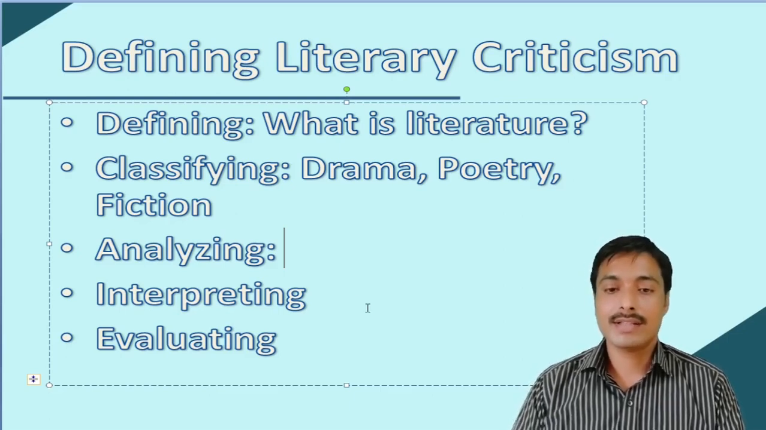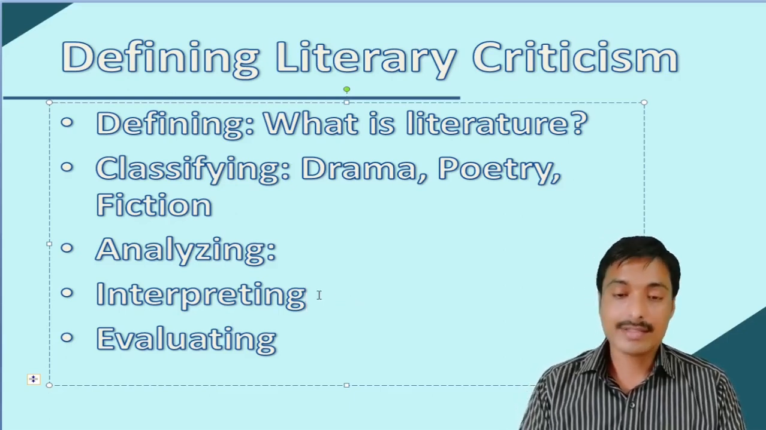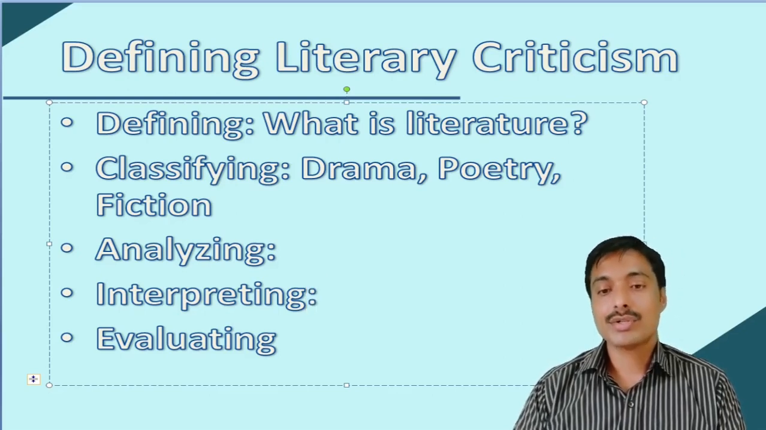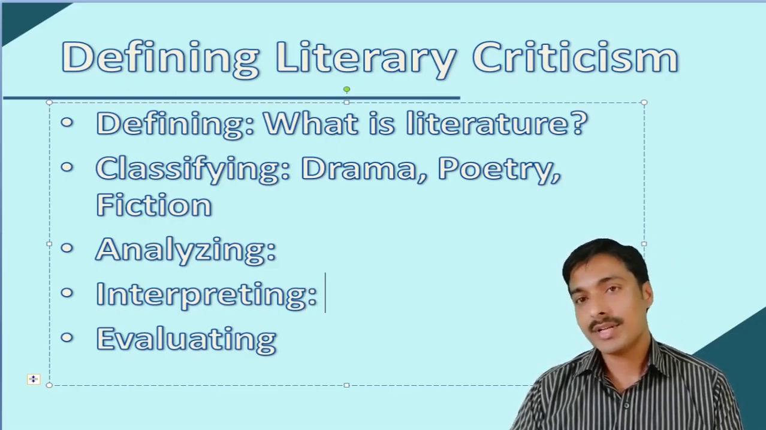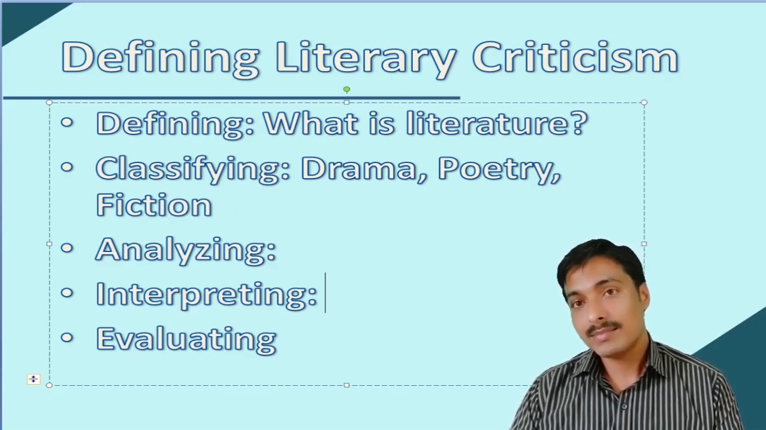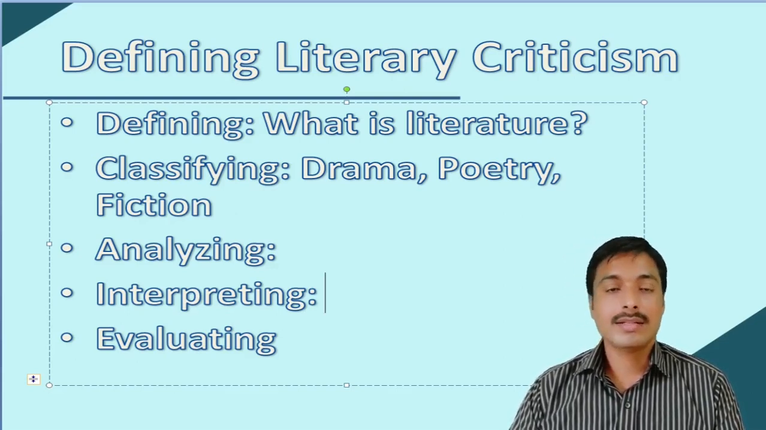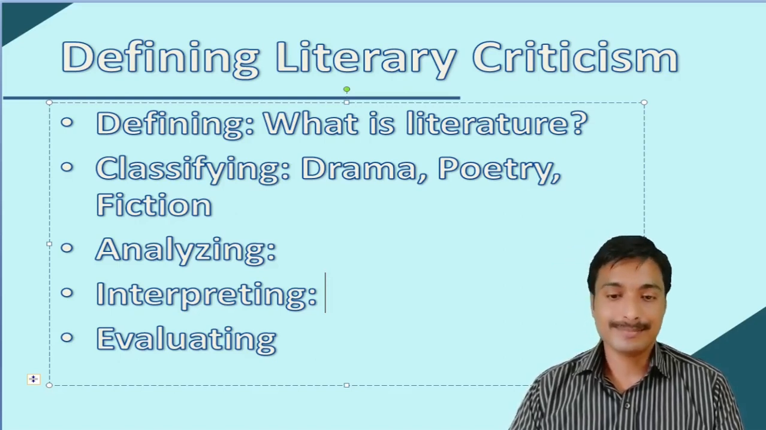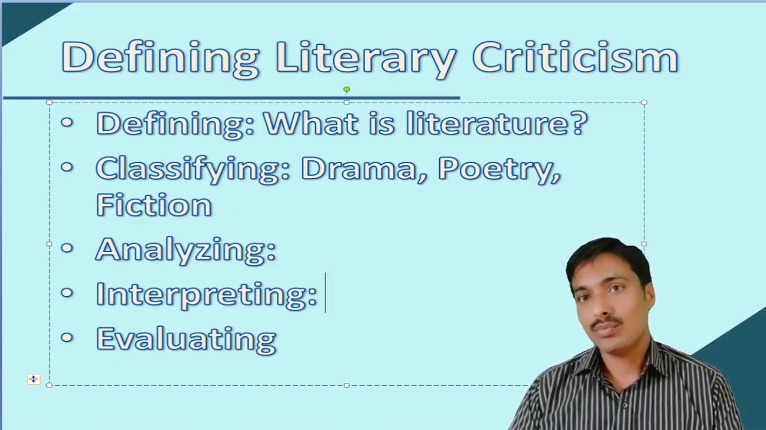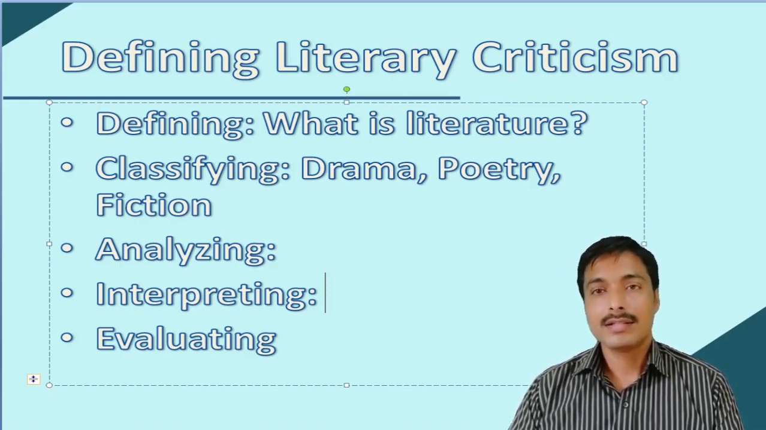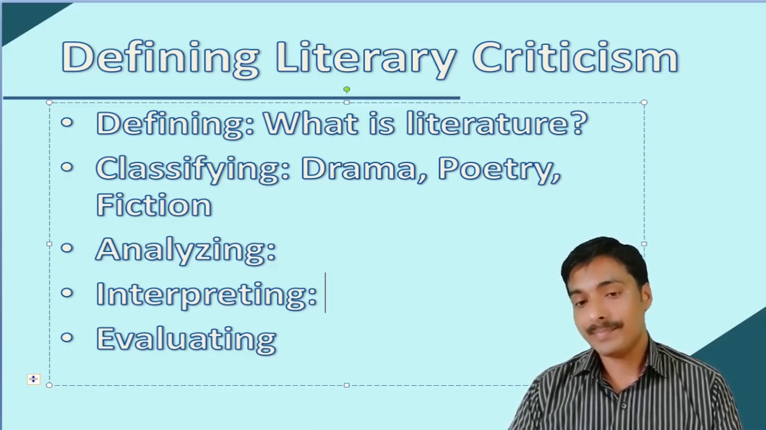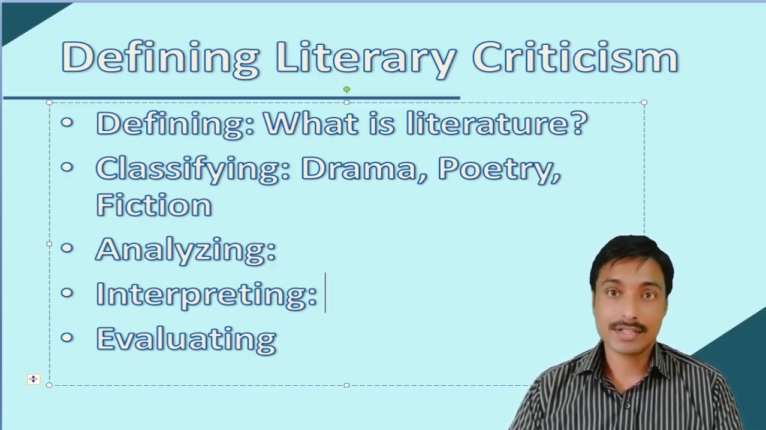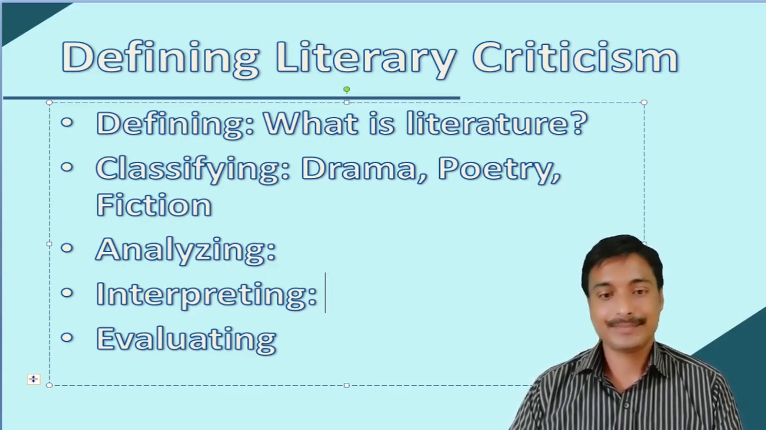The next activity that literary criticism deals with is interpretation. We know that there can be multiple interpretations of the same text, and this is made possible by the arbitrariness of language. Literature uses language as its medium, and we know that one word may have different meanings in different contexts. Since literature uses language as its medium, there are multiple interpretations of literary pieces or texts.